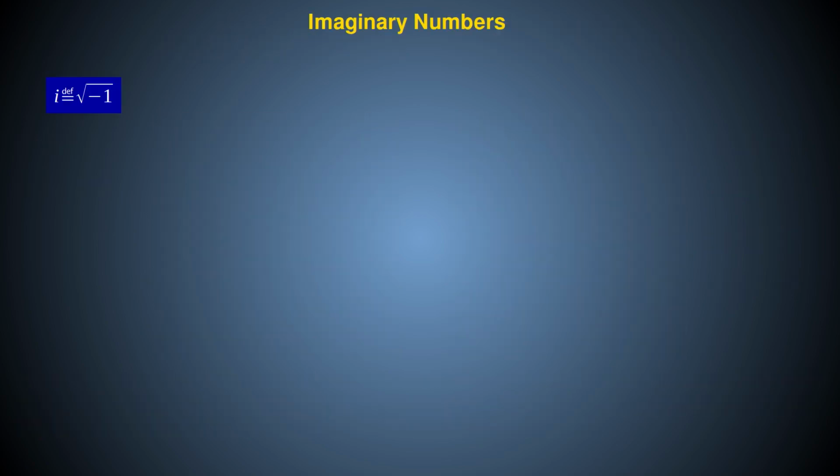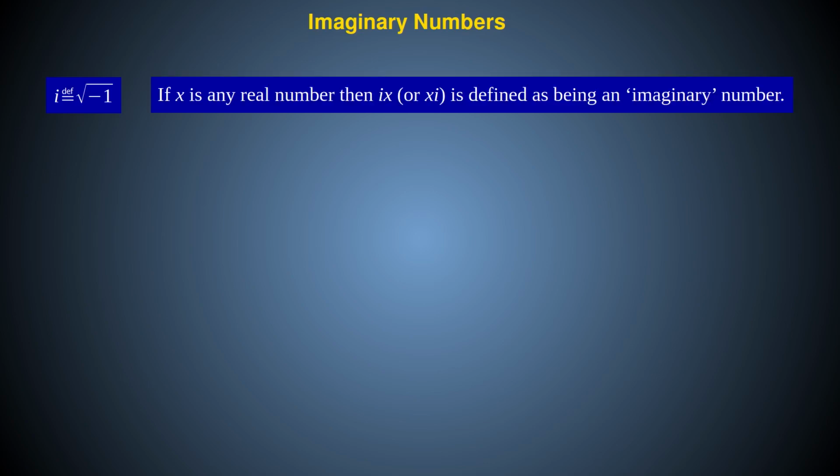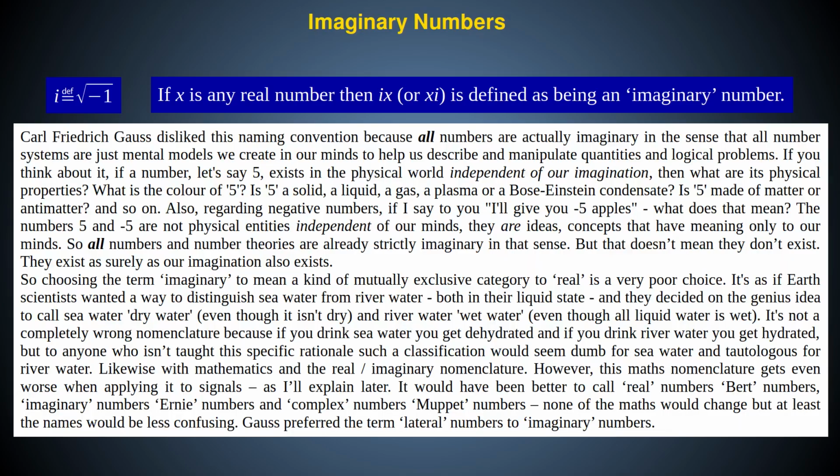Now, I assume my audience is familiar from school days with the concept of i being defined as the square root of -1, and that any real number multiplied by i is defined as being an imaginary number. So I'm not going to go into a long speech about how this is a terrible naming convention because all numbers are actually imaginary, but that doesn't mean they don't exist, etc. You can read a summary of this on the screen, and if you are confused by this terminology, there are plenty of good videos on YouTube to explain it all.